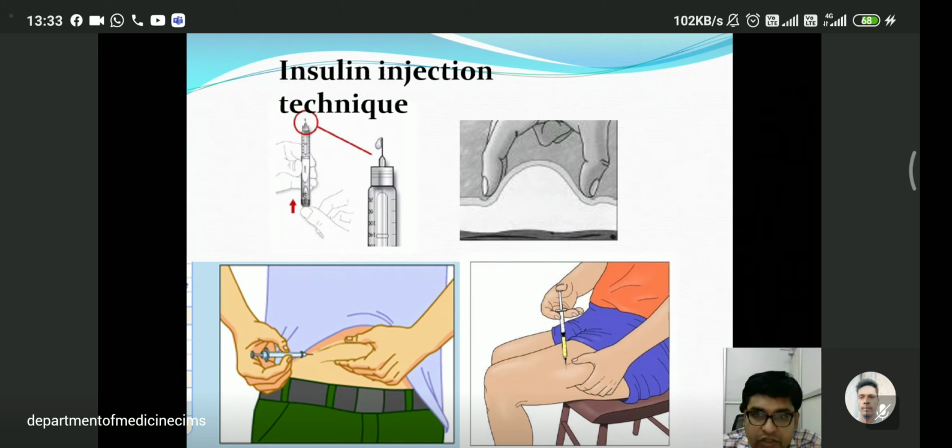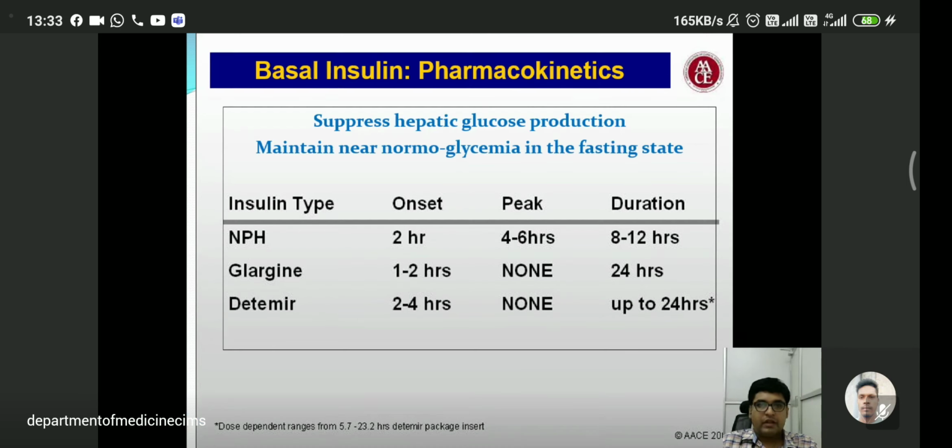Then in the second picture you can see you have to pinch the skin so that the subcutaneous tissue becomes prominent. Then you have to insert the needle vertically at 90 degrees. You can see this in the periumbilical area. Insulin is also given on the lateral aspect of the thigh. We will further proceed to the types of insulin.